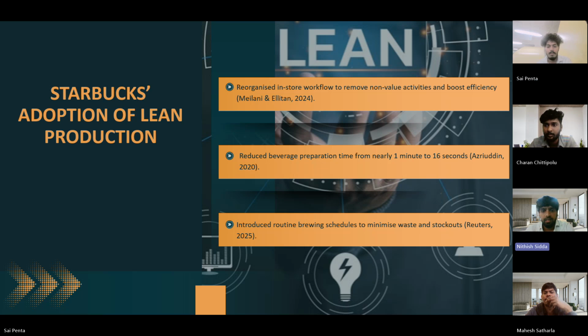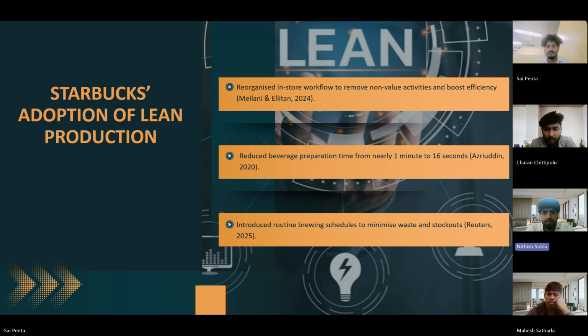Hi team. In the previous slides, me and my team provided a brief overview of how lean management is implemented in the food and beverage service sector. In this case, I will discuss how my chosen business, Starbucks, adopted lean production. Starbucks used lean manufacturing practices by reorganizing its stores and operations to eliminate non-value-adding actions.